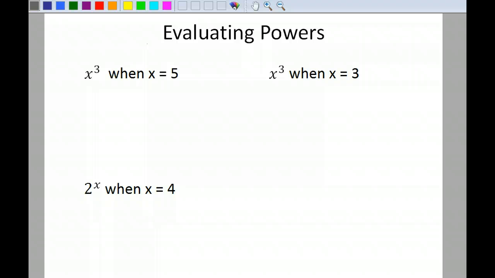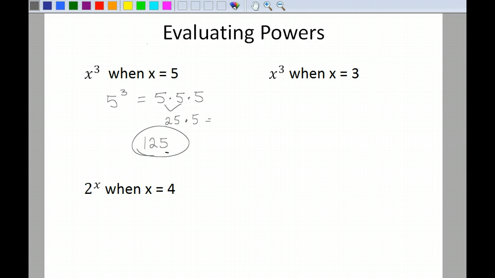Okay, now let's go ahead and evaluate one. I have x to the 3rd power when x is equal to 5. So wherever I have an x, I'm going to plug in 5. So I really have 5 to the 3rd power. 5 to the 3rd power means that I have 5 times 5 times 5, and I want to see what that is. I know that 5 times 5 gives me 25. Now what's 25 times 5? Okay, so 25 times 5 does give you 125, and that's your solution.